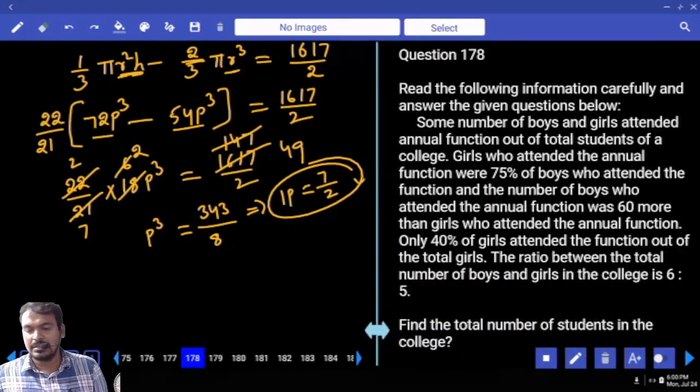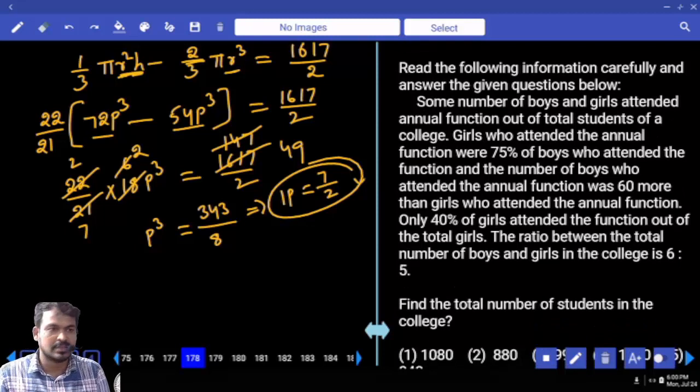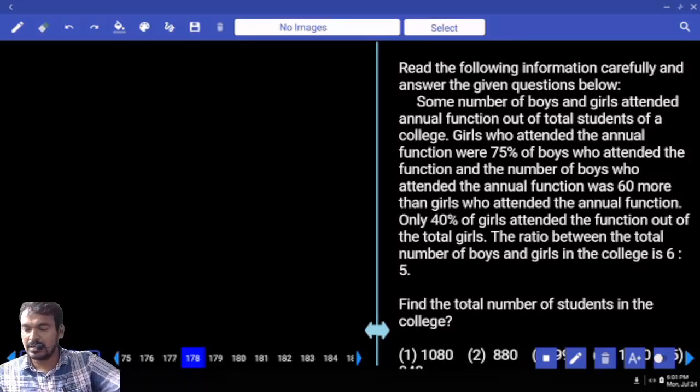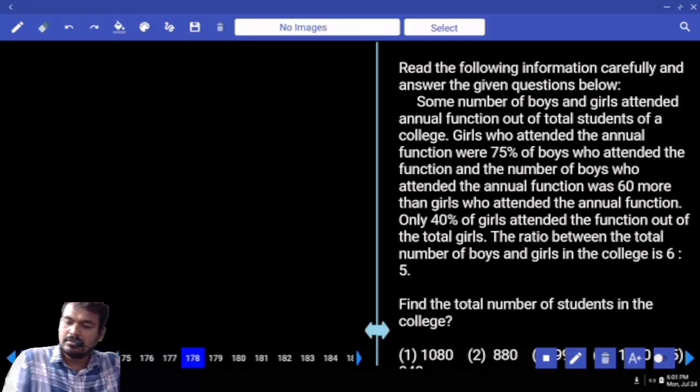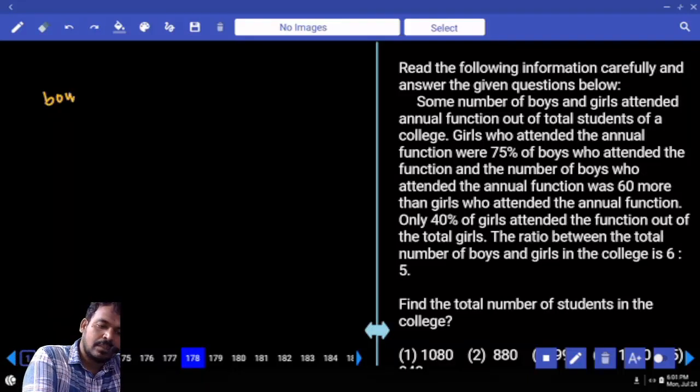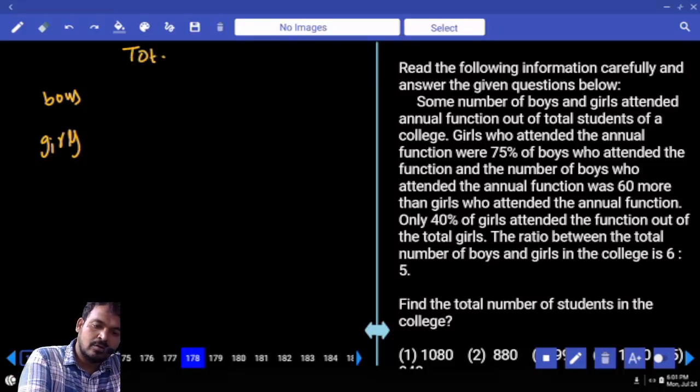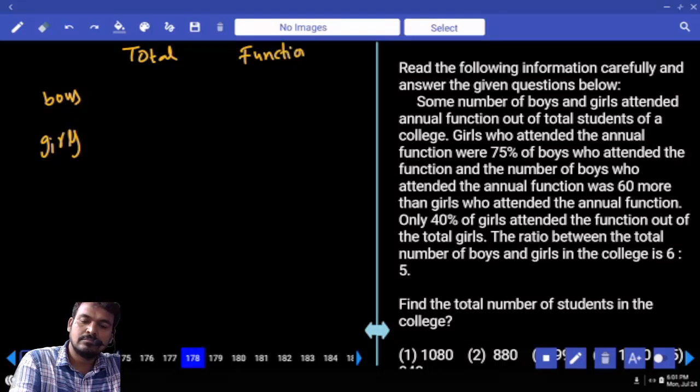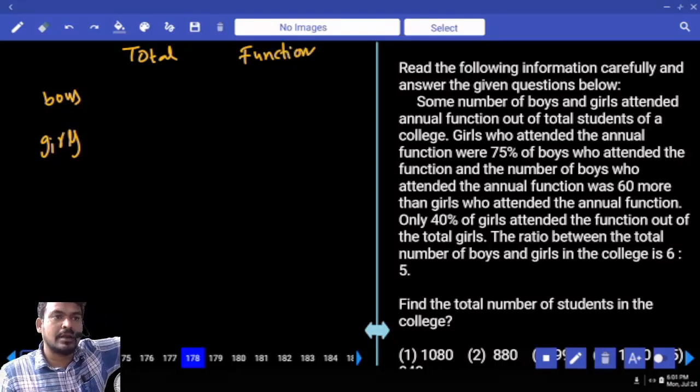Some number of boys and girls attended the annual function. Out of the total students of a college, the girls who attended the annual function were 75% of the boys who attended the function, and the number of boys who attended the annual function was 60 more than the girls who attended the annual function. Here there are total boys and total girls, and out of the total boys some attended the function, and out of the total girls some attended the function.